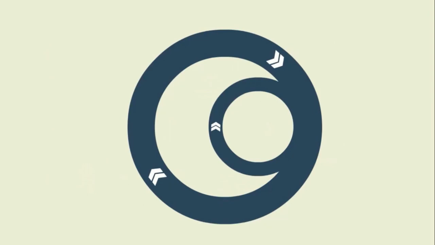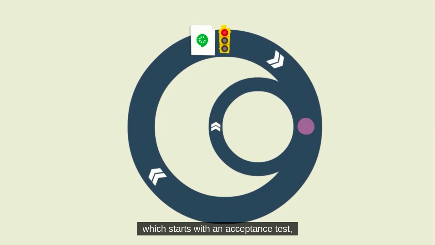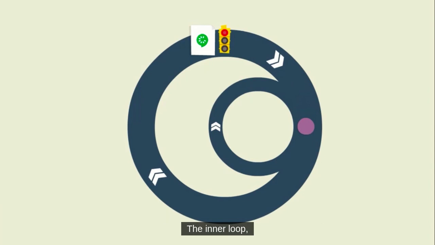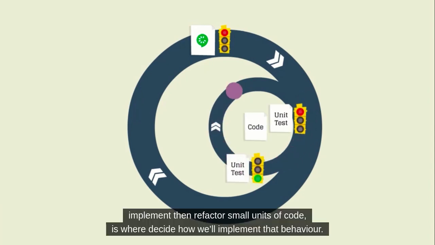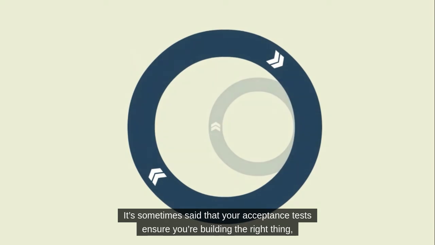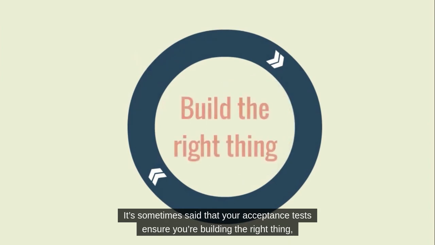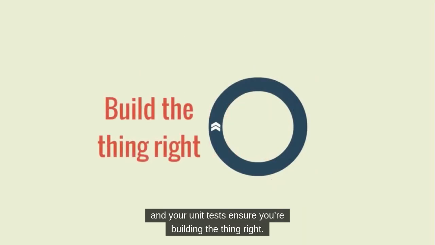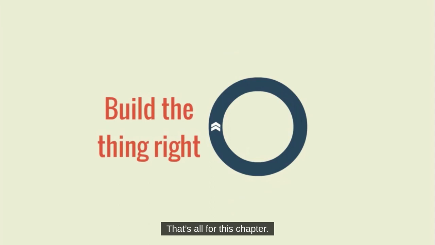The outer loop, which starts with an acceptance test, keeps us focused on what the business needs us to do next. The inner loop, where we continuously test, implement, and then refactor small units of code, is where we decide how we'll implement that behavior. Both of these levels of feedback are important. It's sometimes said that your acceptance tests ensure you're building the right thing, and your unit tests ensure you're building the thing right. That's all for this chapter.